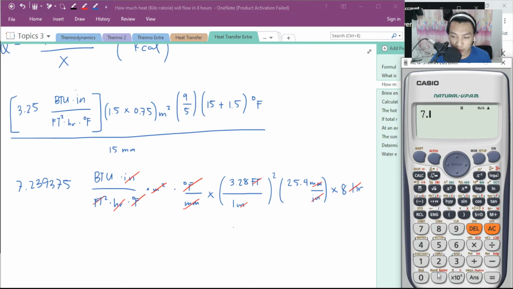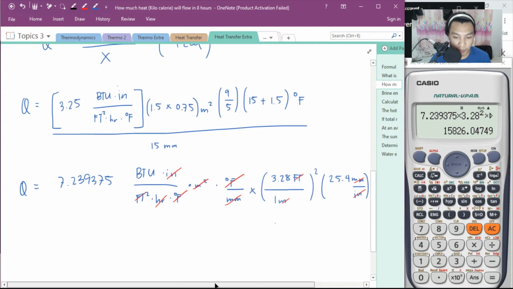So, 7.239375 multiplied to 3.28 squared times 25.4 times 8. The answer is, ayan na, tama na. So, Q is equal to 15,826.0749 BTU. Tama na yung kaninang sagot. Okay? BTU.